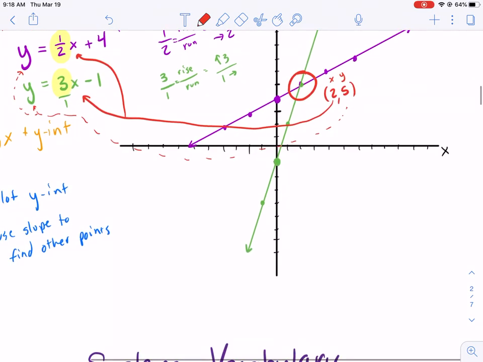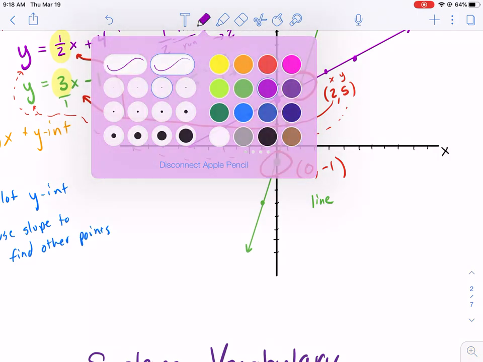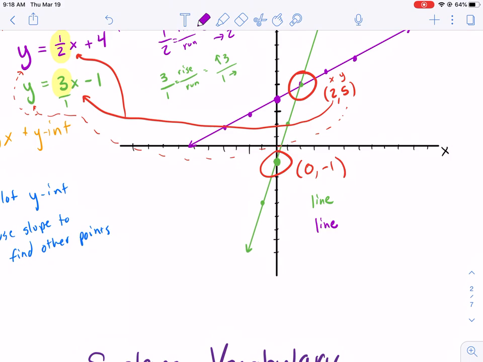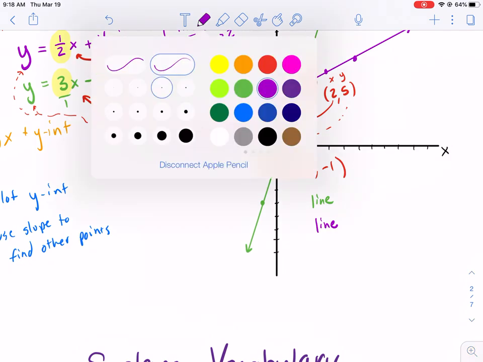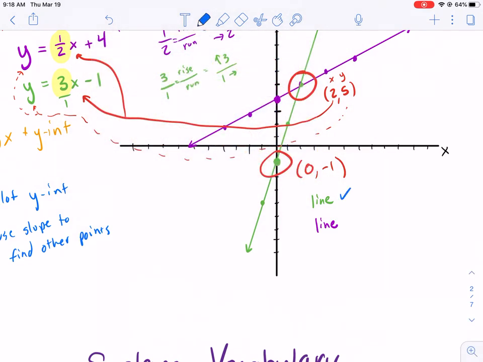Now what happens if you use a point like this, for example, which is the point 0, -1. If you use this point, it will satisfy the green line. Okay, it will make a true statement. If you plug in 0 for x, you get -1 on the right side. If you plugged in -1 for y, you'd get -1 on the left side. That is a true statement. Bingo. But if you were to plug it into the purple equation, it would not be satisfied.